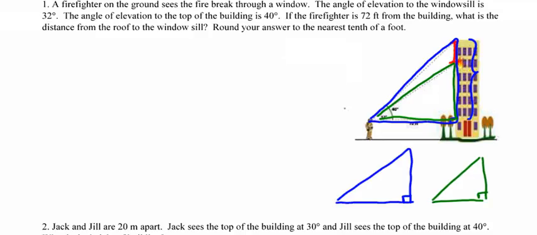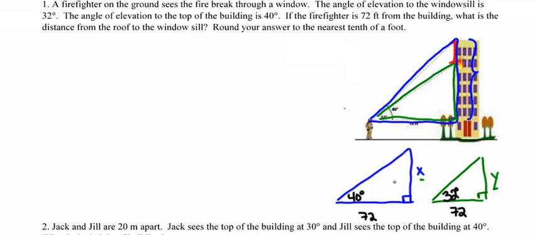As far as what I know from the picture, I know this horizontal length in both triangles is 72. I know that the angle of elevation in the blue triangle is 40 degrees, and the angle of elevation in the green triangle is 32 degrees. What I'm trying to find is the vertical distance in the blue triangle, which I'm going to call x, and the vertical distance in the green triangle, which I'm going to call y. It's very important that I call these two different variables because they represent two different lengths. I can't use the same letter to represent both.